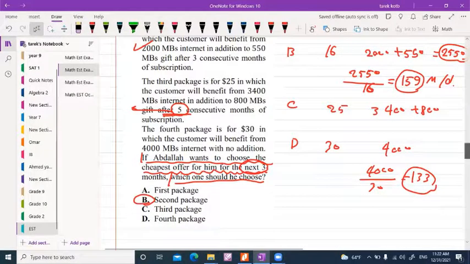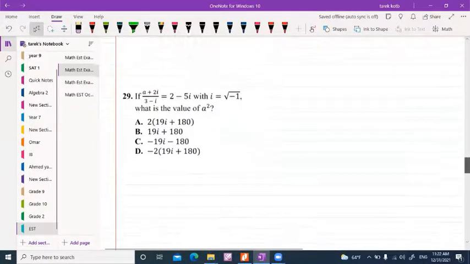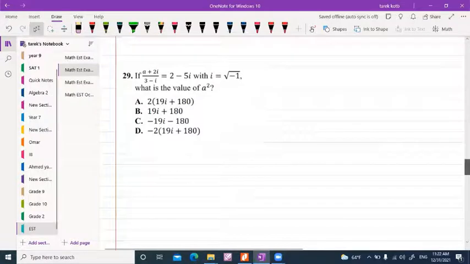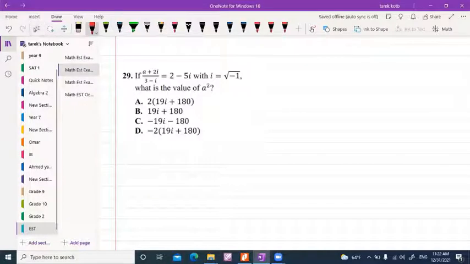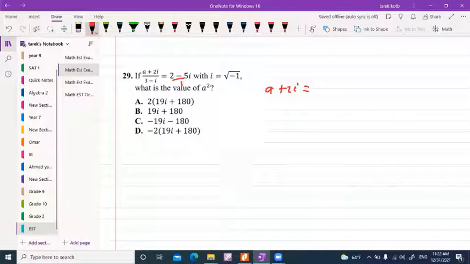Number 29. If a plus 2i over 3 minus i equals 2 minus 5i, what's the value of a squared? Okay, you don't use a calculator here because you have a, so you can now cross multiply. So a plus 2i is equal to this times this, which is 3 minus i times 2 minus 5i. And then simplify this expression.